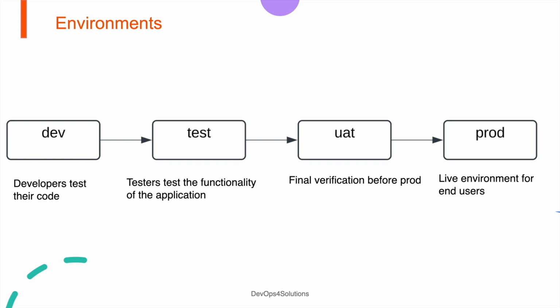Then it moves to test, where testers test the applications and functionality of the application. UAT is the environment for final verification before prod. Basically, there are some clients, some user acceptance, so that is where this environment is. And then the prod, which is your live environment for the end user. So before your code goes to the end users, it generally follows these processes in between before anything can be deployed to production. This is a normal workflow for the environment.